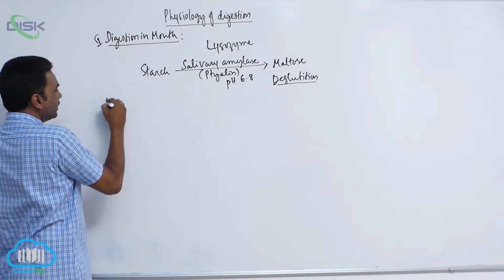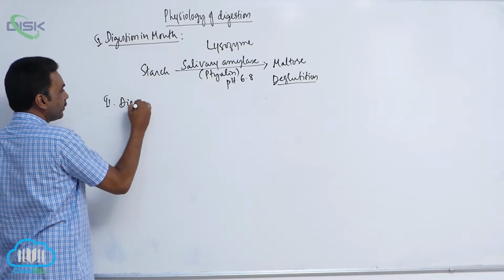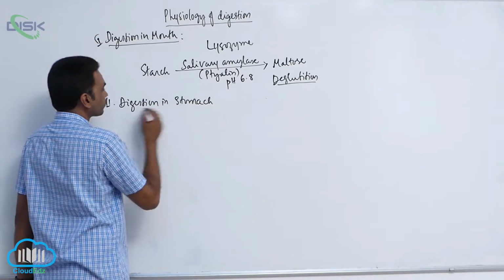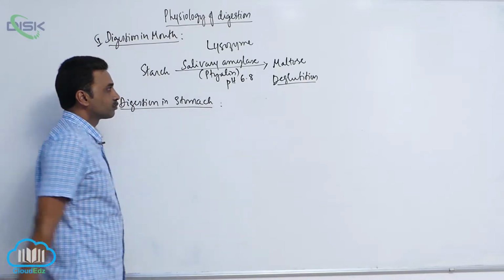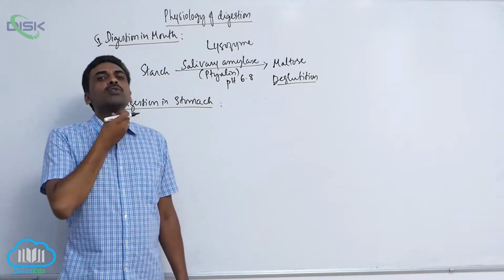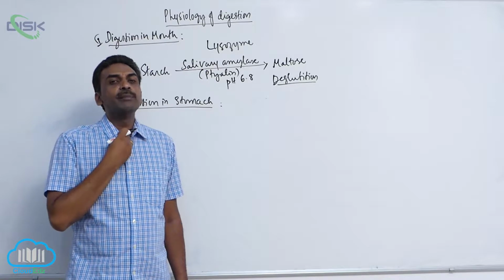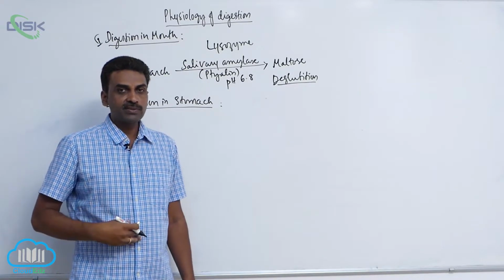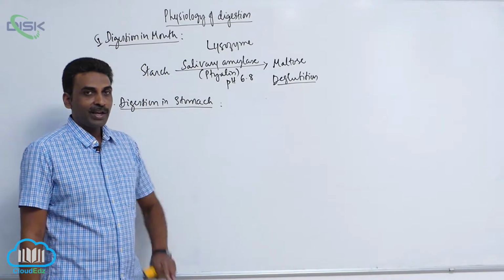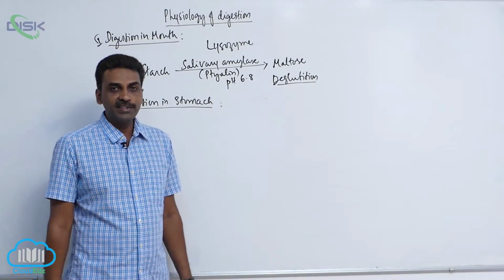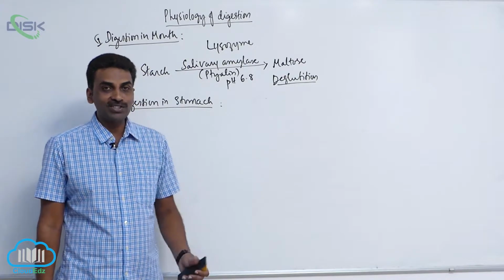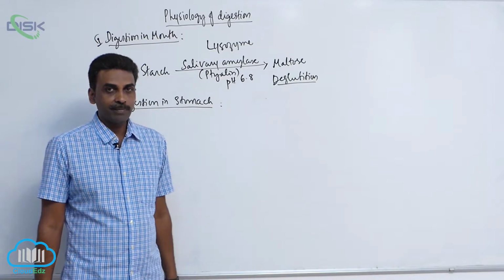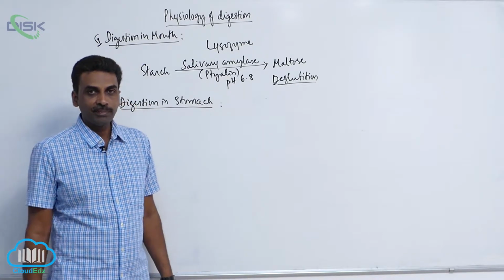Now digestion in stomach. After deglutition, food has come into the esophagus. By the act of peristalsis from the esophagus, food has finally come into the stomach. Remember, generally no digestion occurs inside the esophagus. The esophagus is simply a tube-like structure which conveys the food from the pharynx to the stomach. Now, food has come into the stomach.